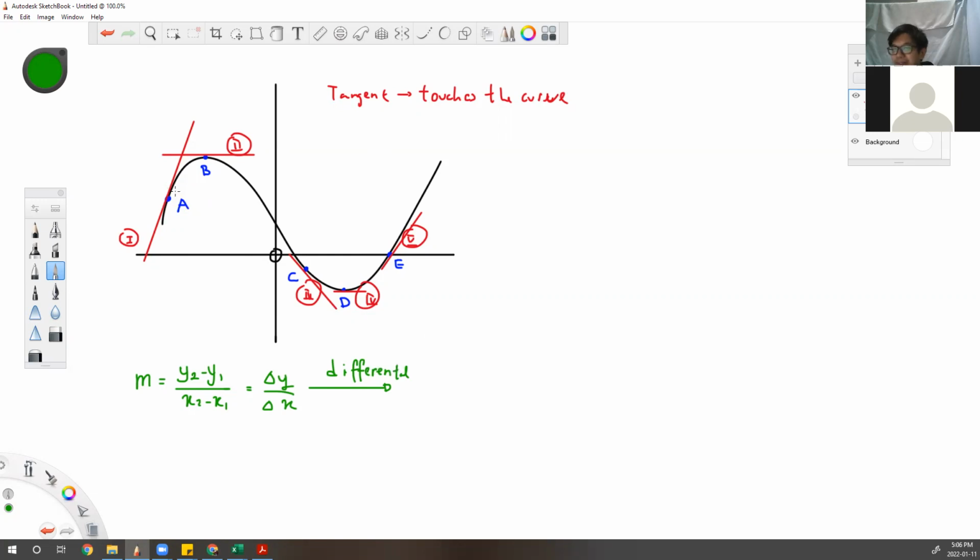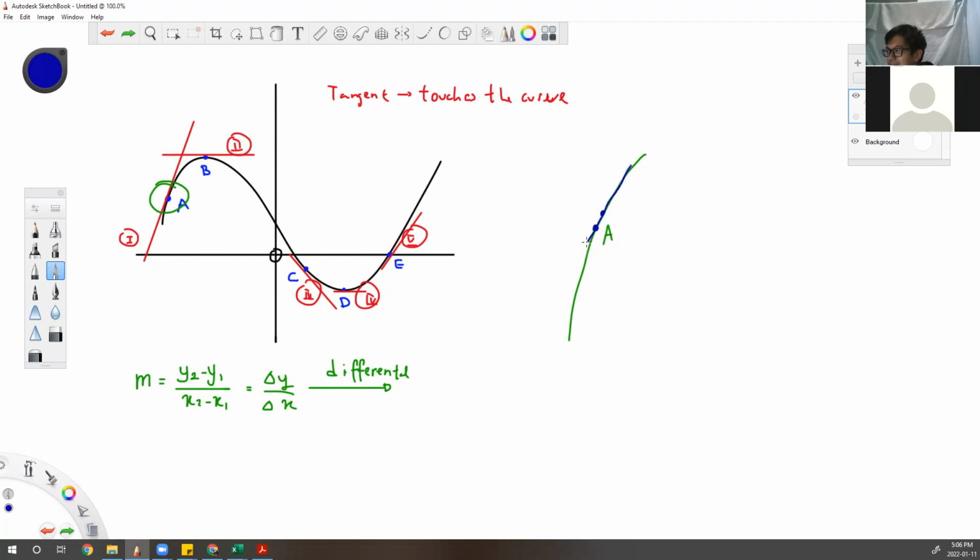So I just want to focus at this point. Okay, I want to zoom in. Let's say this is the curve. I zoom the curve like this, and this is point A. In order to find the gradient of a line, at least it needs two points, right? How about if I pick A with B? It can, but it's not accurate. How about if I change the second point to a point nearer to A? So it has to be like this.